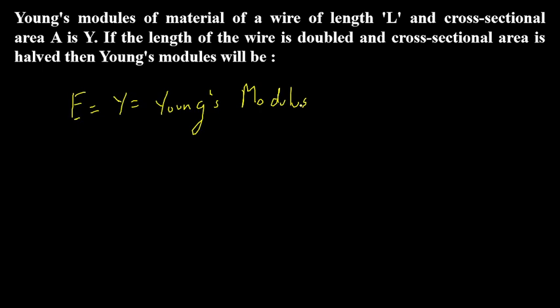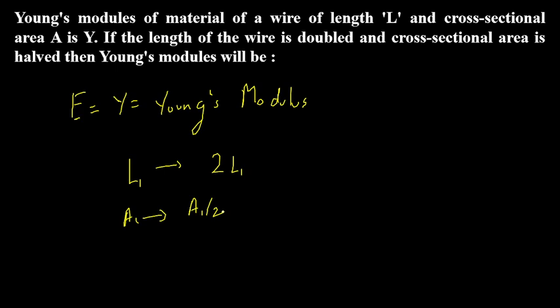So the question is saying Young's modulus is given. If the length of the wire is doubled and cross-section area is halved, then Young's modulus, what effect will you observe? Initially the length is L1 and afterward it is twice L1. Area is halved, A1, and afterwards is A1 by 2. So what change will you observe when you double the length and halve the cross-section area?